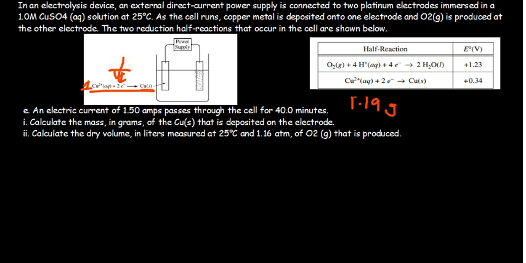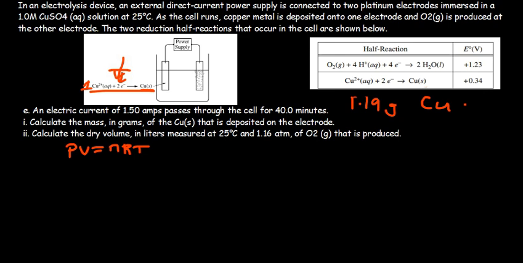1.19 grams of copper. So the question says calculate the dry volume in liters measured at 25 degrees Celsius, and the pressure has been given there. So first of all, the formula, without even wasting your time, we use the ideal gas equation because we're dealing with a gas there. So PV is equal to nRT.